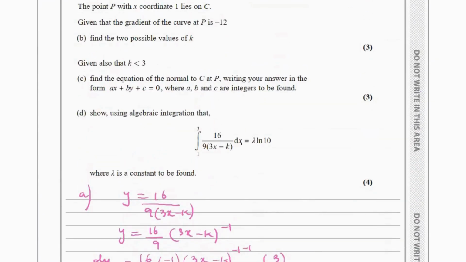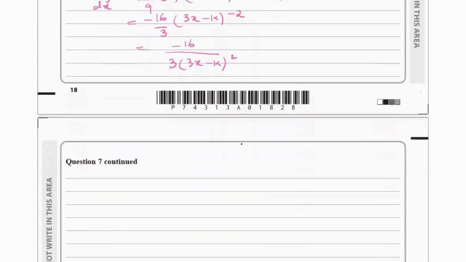Then it says the point P with x coordinate 1 lies on C, given that the gradient of the curve at P is negative 12. Find two possible values of k. We have the gradient, we have the x value, so the only unknown is k. Negative 12 equals negative 16 over 3 times (1 minus k) whole square. Negative 12 times 3 equals negative 16 over (3 minus k) whole square.